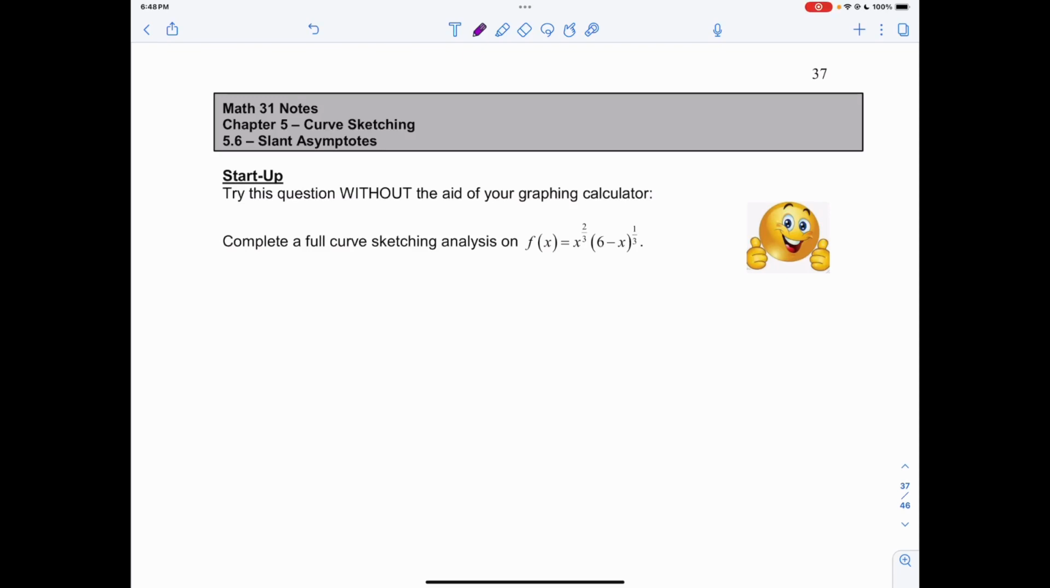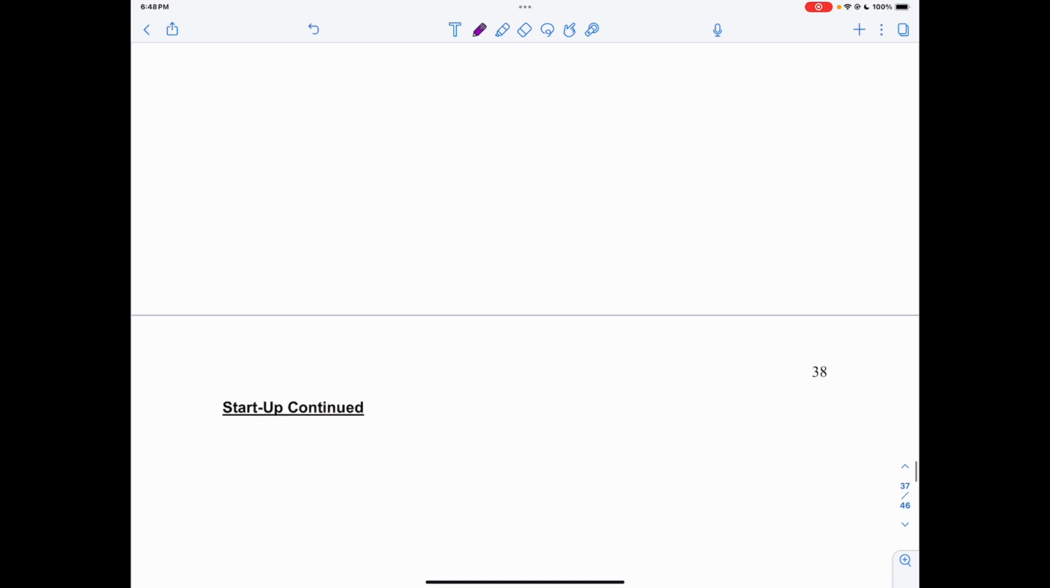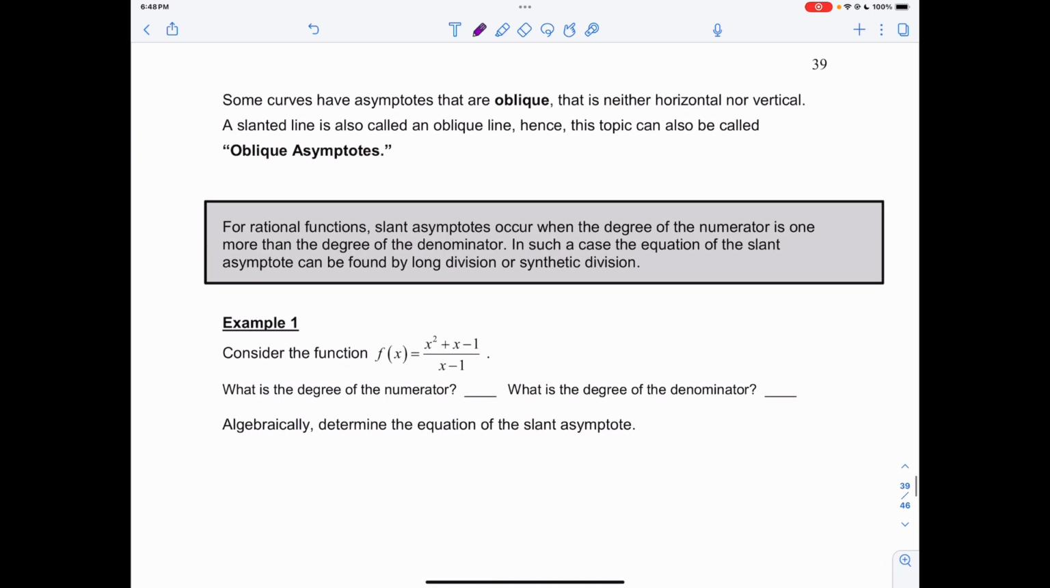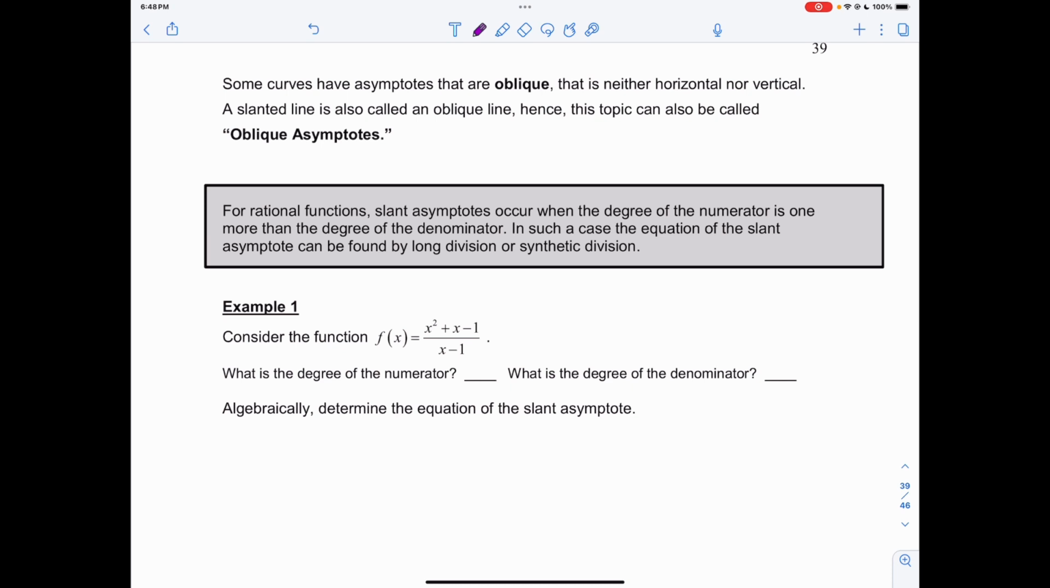Okay, so for the last lesson, we're going to take a look at slant asymptotes. The first part, the startup, is you're going to do a curve sketching analysis on this function. I'm not going to go through it in this video. You can look at the last video for the process for how to do it, and you can also check on D2L for what the final solution is. We're going to jump right into these slant asymptotes.